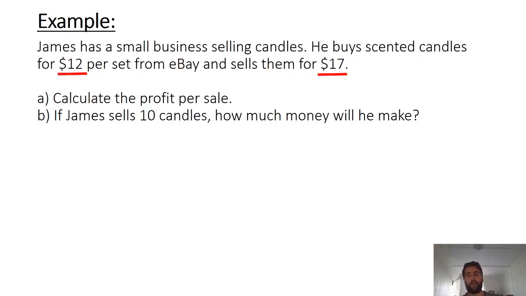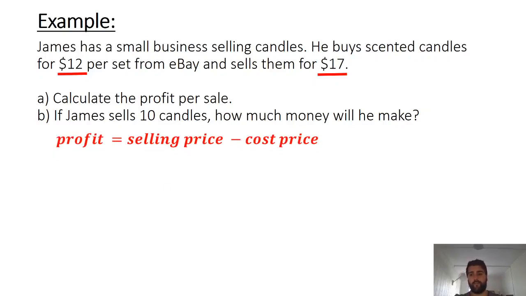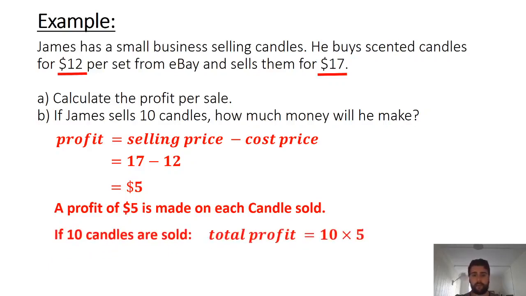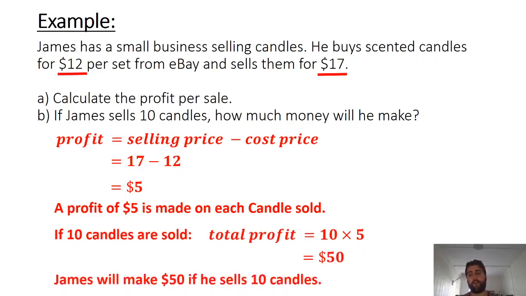Again, we're going to underline key points as we always do with our worded questions. $12 is the cost price, what he buys them for. $17 is his selling price. We've got to find the difference to find the profit. If we put those numbers in, we find out that he's making $5 for every candle that he sells, which is awesome. Now in the second part, if he sells 10 candles, he's going to make this profit of $5 10 times. So we multiply that by 10. It gives me 50, and he's going to make $50 if he sells 10 candles.